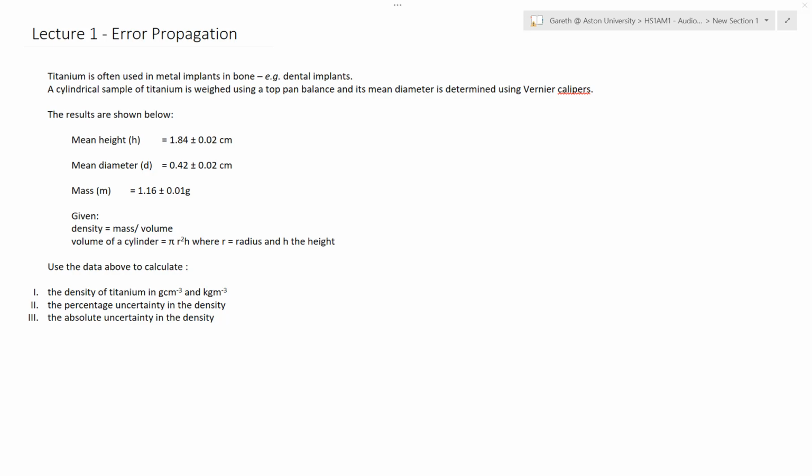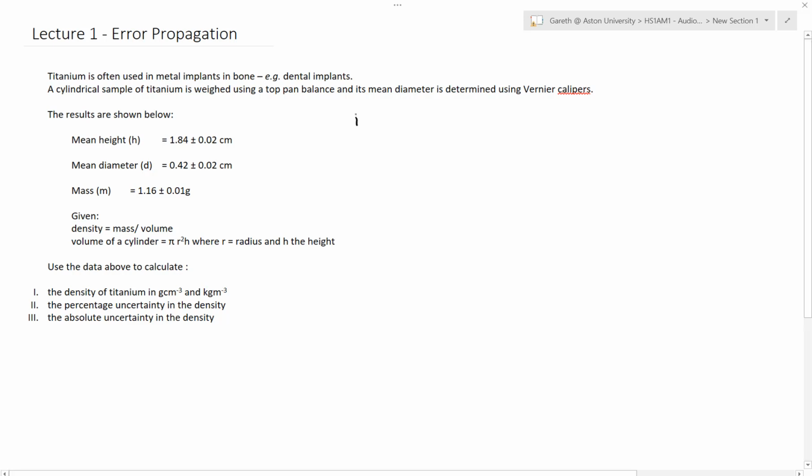The mean height of our cylinder was 1.84 centimeters. Its mean diameter was 0.42 centimeters. Its mass was 1.16 grams. And we've been asked to calculate the density of titanium in both grams per centimetre cubed and kilograms per metre cubed, the percentage uncertainty in the density, and the absolute uncertainty in the density.